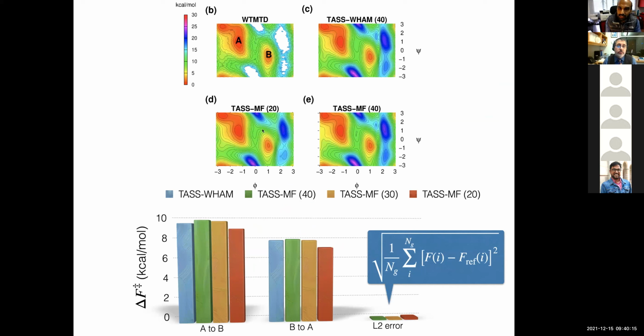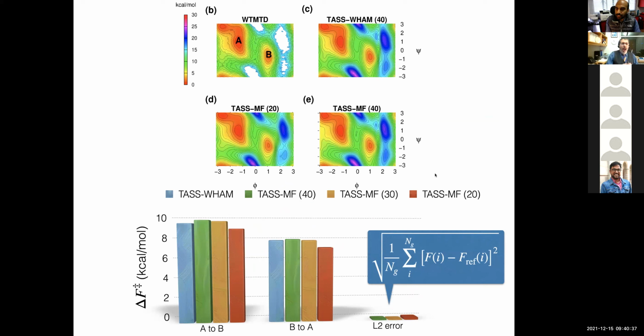For example, this is the case of alanine tripeptide. In the case with 20 umbrella windows or 40 umbrella windows, you can see that the barriers are nearly the same. A to B barrier or B to A barriers are coming out to be the same, and the L2 error is very, very small. Okay, I mean it's extremely small.